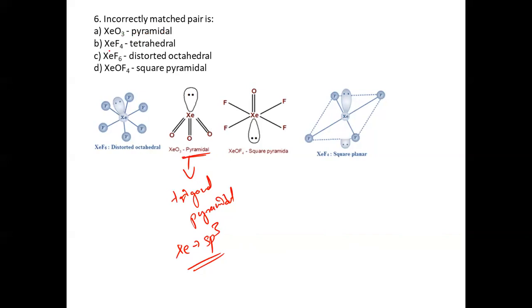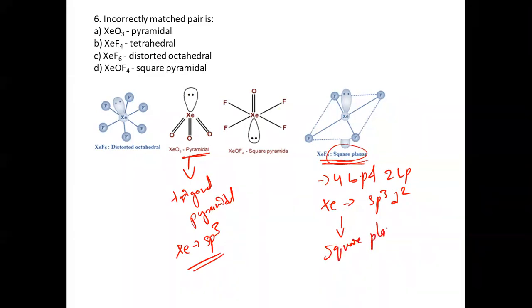Then option B, XeF4. So here we can observe the XeF4 molecule, which consists of the central atom xenon with 4 bond pairs and 2 lone pairs. And here xenon undergoes sp3d2 hybridization with square planar geometry. Then for XeF4 they have given tetrahedral. So this may be the correct option, that is the incorrectly matched pair. Let me go through options C and D also.